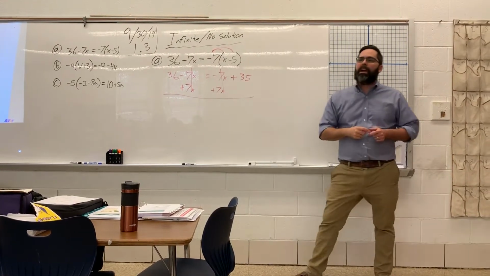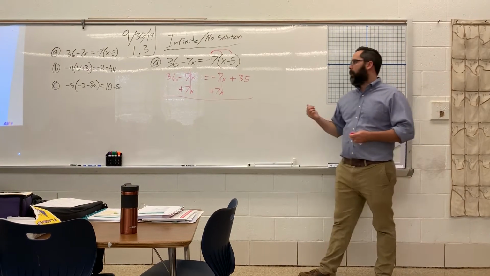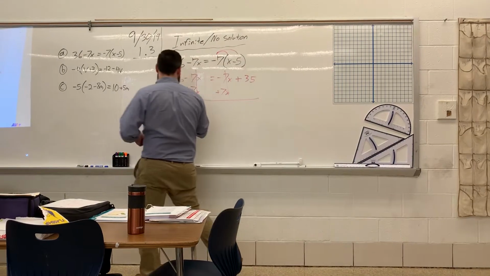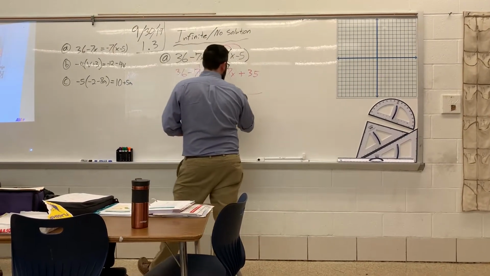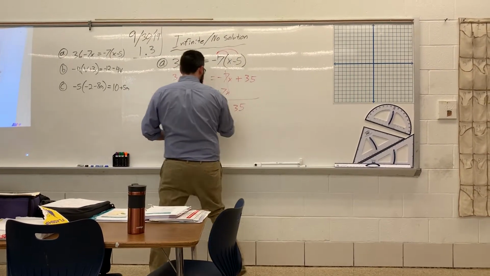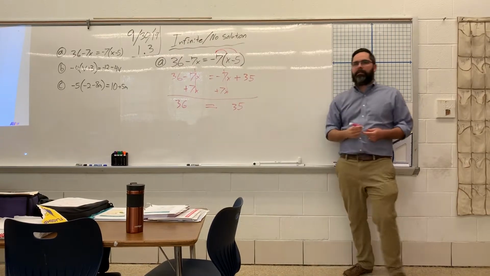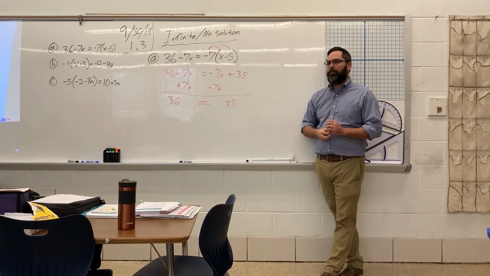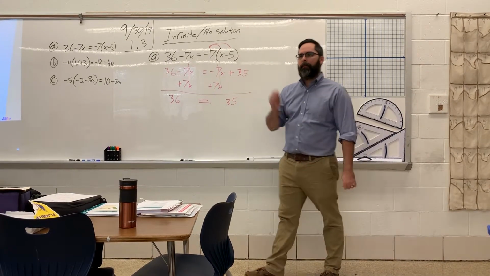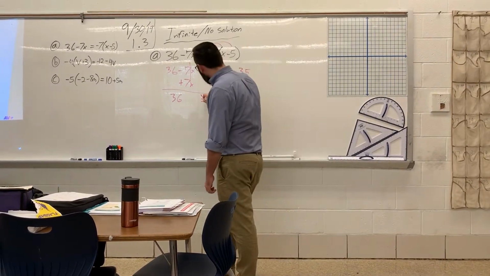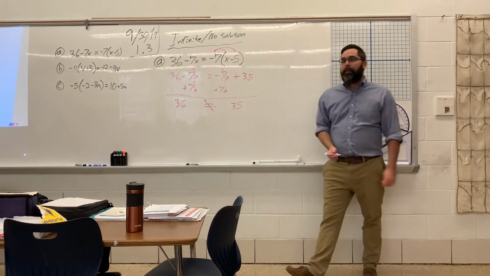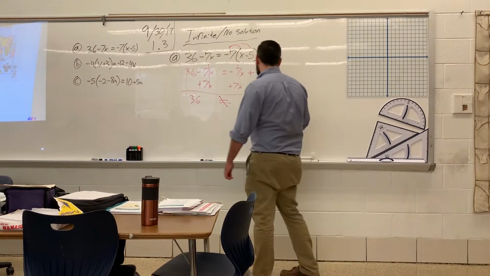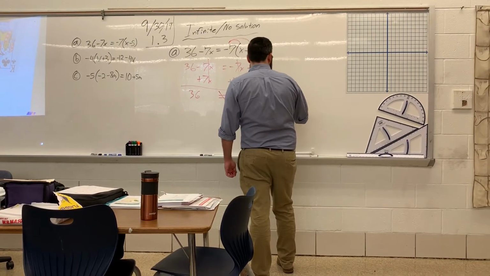This is new. It's not new for you. You guys learned this last year, but it's new for this year. 36 comes down. 35 comes down. And what can we say about this statement? It is incorrect. It is not true. It is false. So how do we show that something is not equal? Slash. Boom. Okay. So when does 36 equal 35? Never. So we say that this equation has no solution.